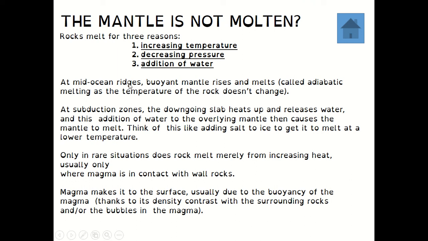Well, mid-ocean ridges, okay, where the plates are tearing apart. You've got your less dense magma, which is rising, and that melts because of a decrease in pressure, and perhaps an addition of water. Now that's called adiabatic melting. Okay, the temperature of the rock doesn't change. That's what that means. So that's what's happening at mid-ocean ridges.